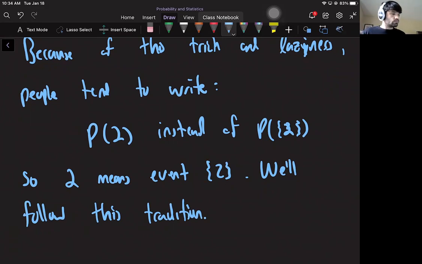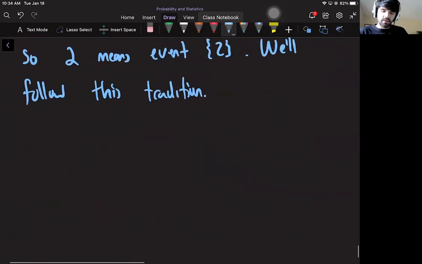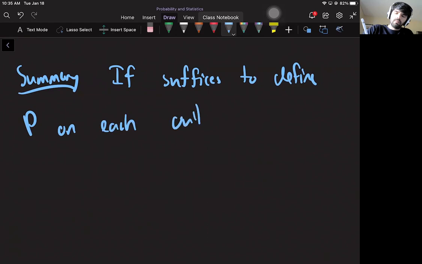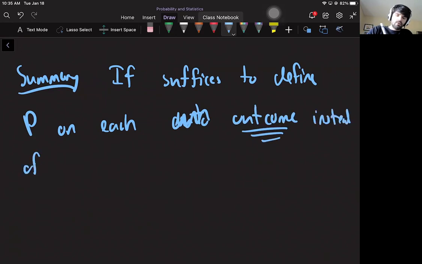I don't know. Okay. So just to summarize, and then we'll do another example. Probability functions have to have definitions for every event. You have to know where every event goes, what number every event goes to, but it suffices to define any probability function P on each outcome, instead of each event.